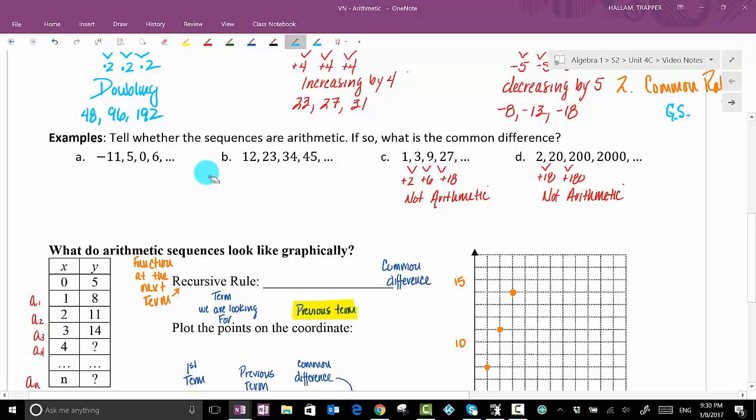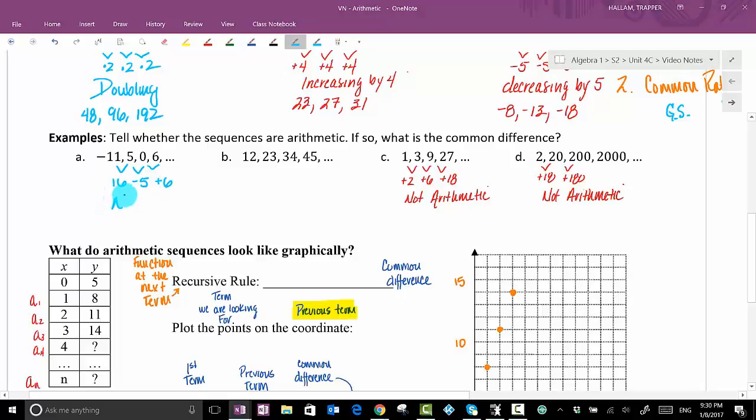All right, so let's take a look at this set of arithmetic sequence questions here. They want us just to identify if it's arithmetic, and then if it is, what's the common difference? So if we look from -11 to 5, that has to be plus 16. And then from 5 to 0, we're decreasing by 5, so that's a -5. And then we go back up to 6, so that's a +6.